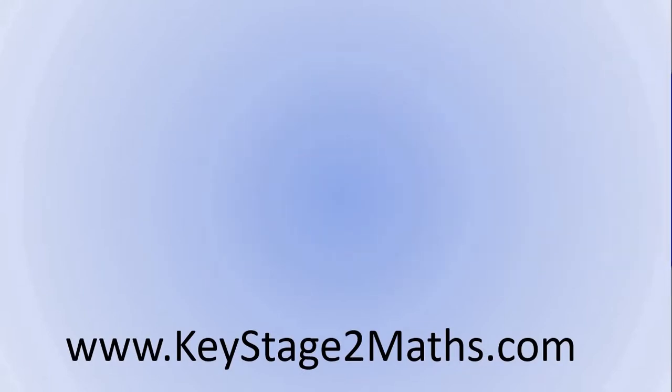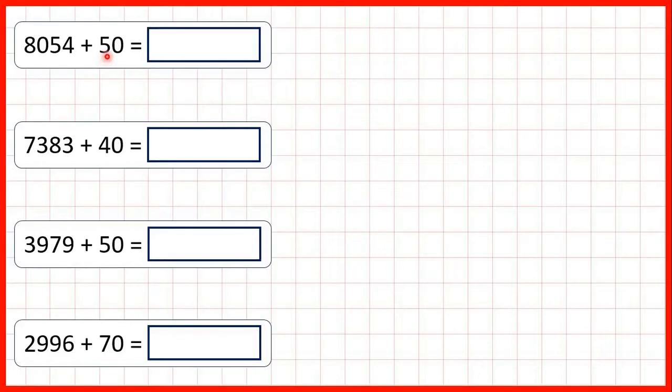Now we need to add a multiple of 10, so a number that ends in a 0, to a 4-digit number. And we can do that using what we know about place value, so without using column addition. First, we have 8,054 plus 50.